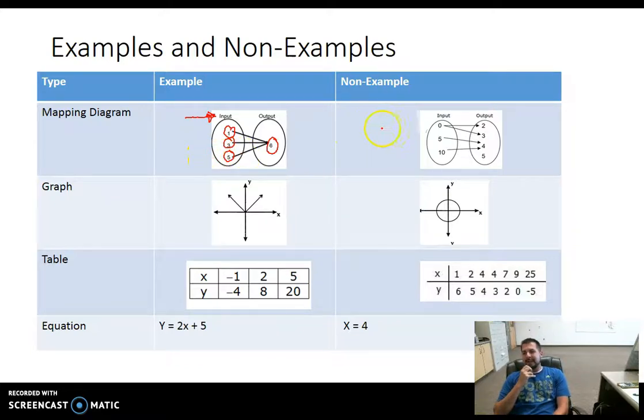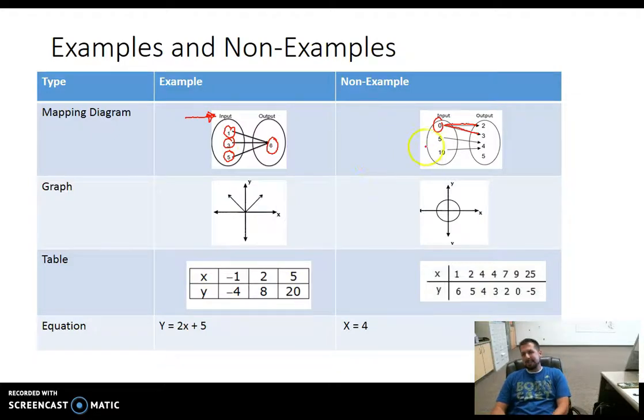I just got one output for each of those numbers. Now, looking at the non-example, you'll notice that 0 here is pointed to 2 different numbers. That's not to say that that can't happen. In other words, if I take 0 and plug it in one time, and 2 pops out, and then I throw 0 in a second time and 3 pops out, all that means is that that is not a function. It doesn't mean that you can't do it, it just means that it is not a function.